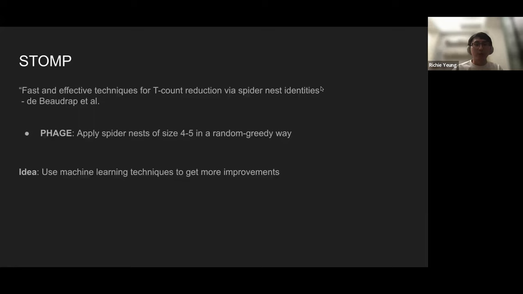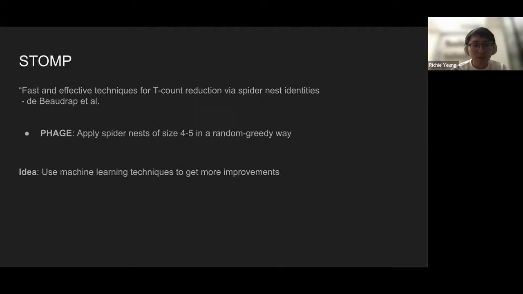Yeah. So the spider nest rule is from this paper where they introduce the spider nest identities. And in this work, they apply this phase gadget elimination tactic, where effectively the algorithm looks for spider nests of size 4 to 5, and sees whether they can be applied. And if it can be applied in such a way that there's immediately a reduction in T count, then it's applied. So this is what I mean by random greedy. And it seems to have produced pretty good results in T count reduction.